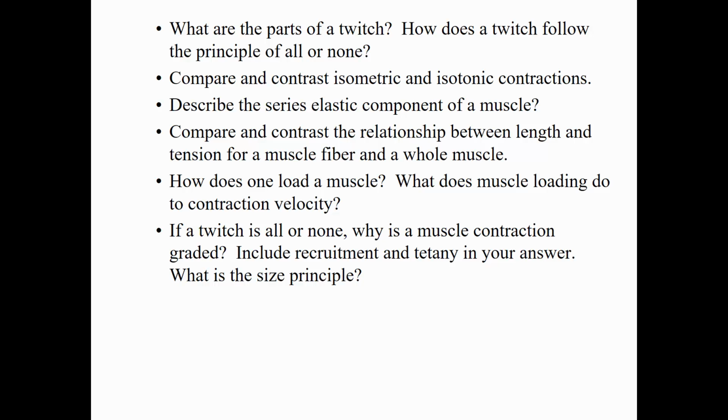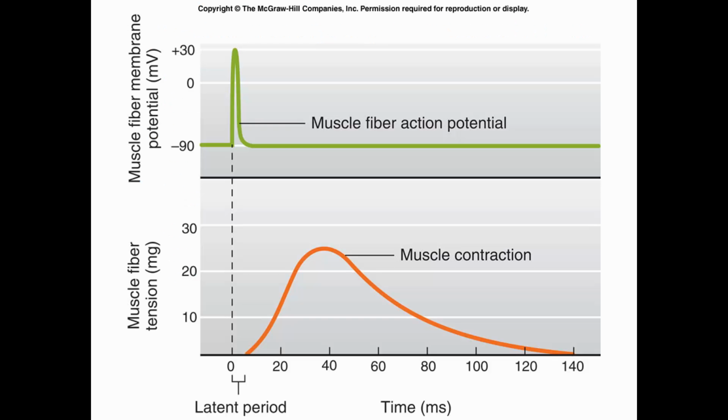And we grade our contractions through two processes. One is called recruitment and one is called tetany. And so we want to think about how those two processes happen. So what you see right here in our upper tracing, you see our resting membrane potential is about minus 90 millivolts. So minus 80, minus 90, muscle fibers are more negative than neurons. At least central nervous system neurons.